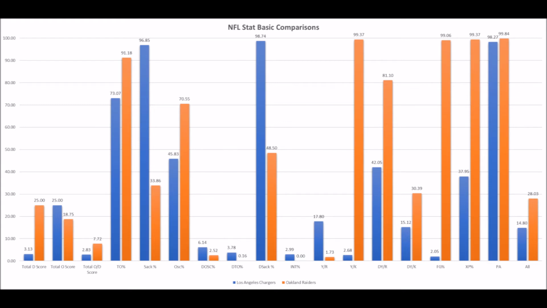And then, of course, you look at offensive score percentage. This is the one area where the Raiders have an advantage over the Chargers, in that their score percentage is just higher than the Chargers. 70.55 instead of 45.83 for the Chargers. So the Raiders just seem to get it done when it comes to their score percentage.